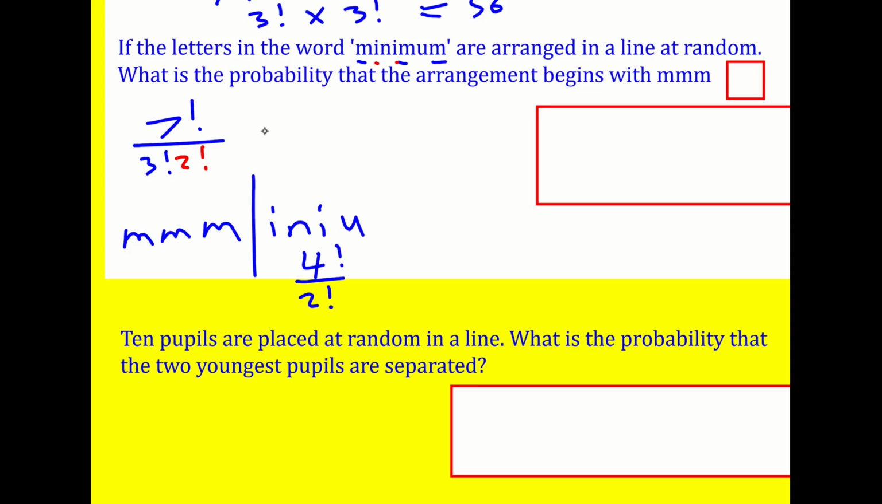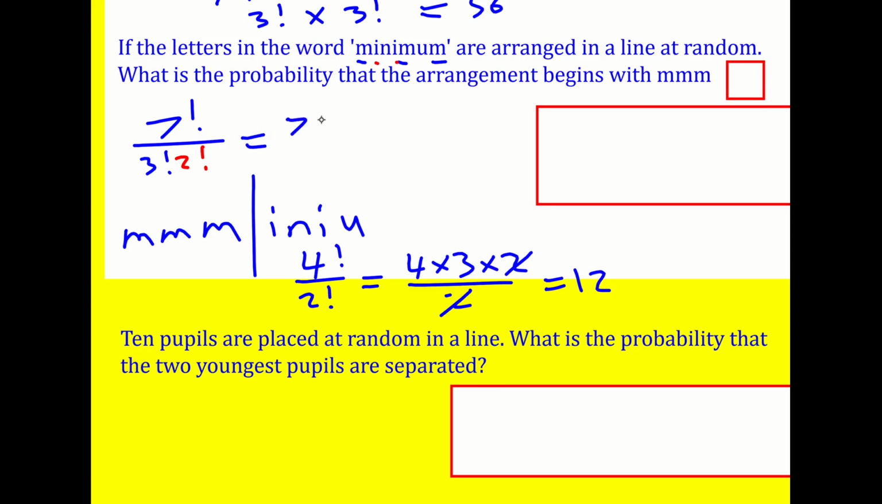So do you know what? I just fancy doing it without a calculator. So this is going to become 4 times 3 times 2 over 2. So it's just going to be 12. There's going to be 12 ways of arranging the minimum with the 3 m's at the front.